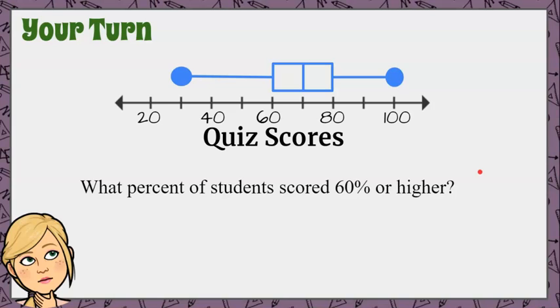All right, your turn. I would like you to pause the video here and using this box and whisker plot, determine what percent of students scored 60% or higher. Please pause and come back when you're ready.